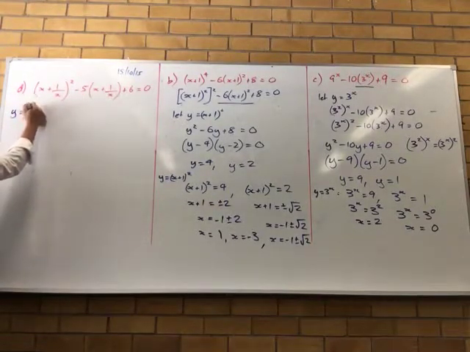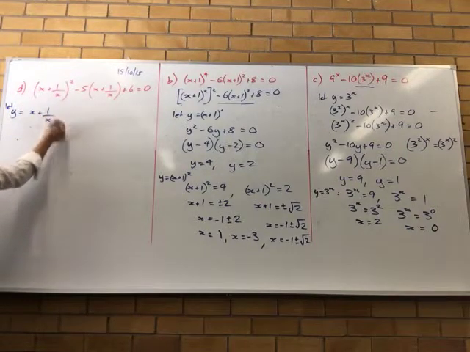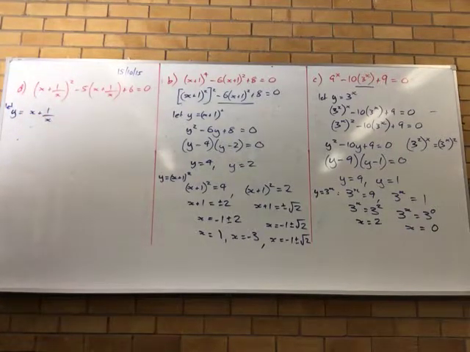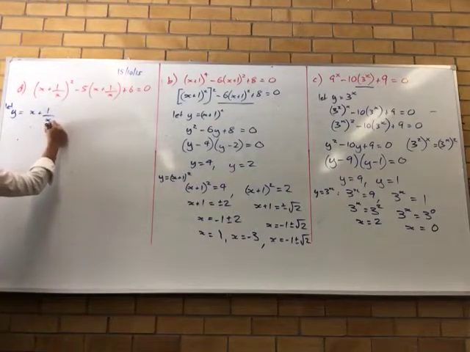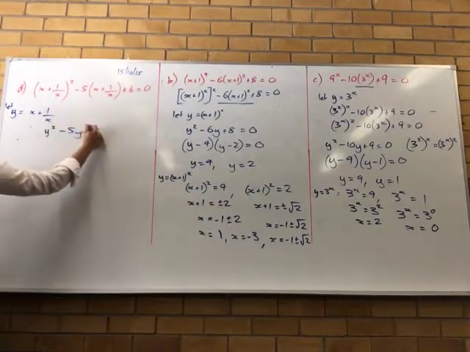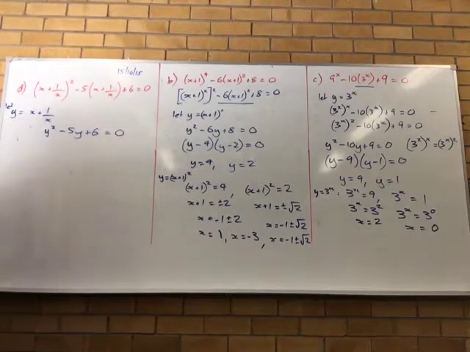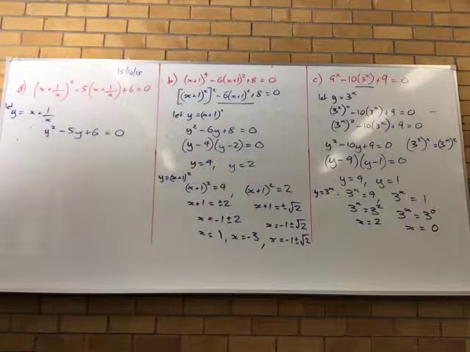So let y equal x plus 1 on x. That makes y squared, take away 5y plus 6 is 0. Two numbers multiplied to give positive 6, same two numbers add to give negative 5.